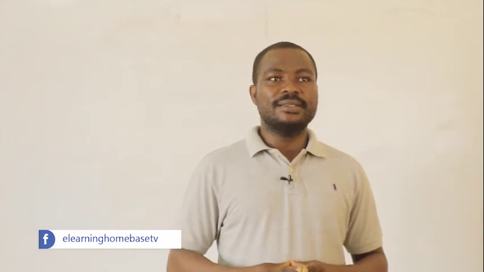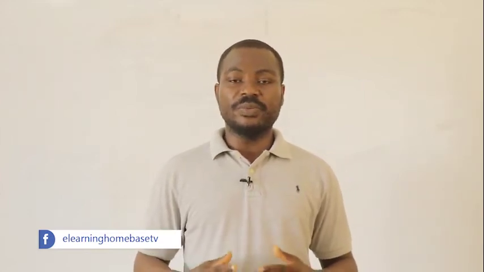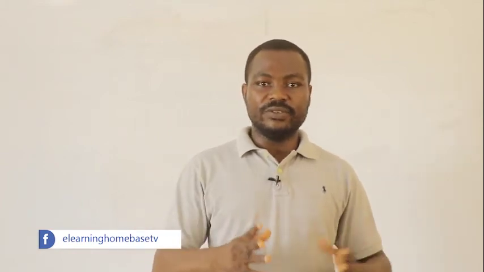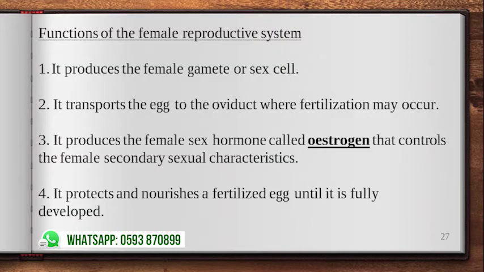We are going to look at the functions of the female reproductive system of humans. The entire female reproductive system, what does it do? We want to know its work. Already we have looked at the parts, the individual parts, and we looked at the functions of the individual parts. But now, as a unit, as a whole, what work does it do as a system? 1, it produces the female gamete or sex cell. 2, it transports the egg to the oviduct, where fertilization may occur.